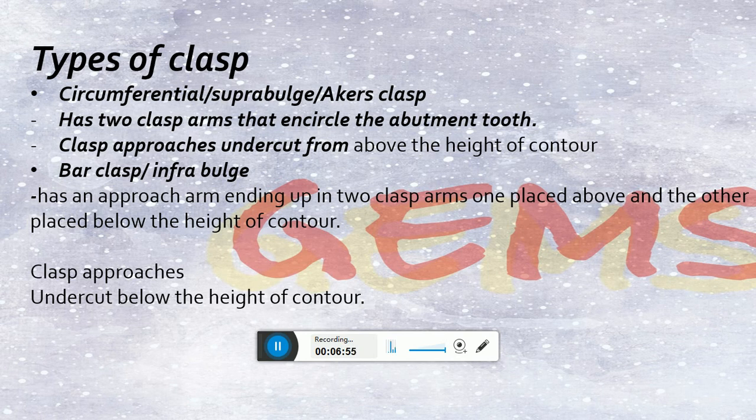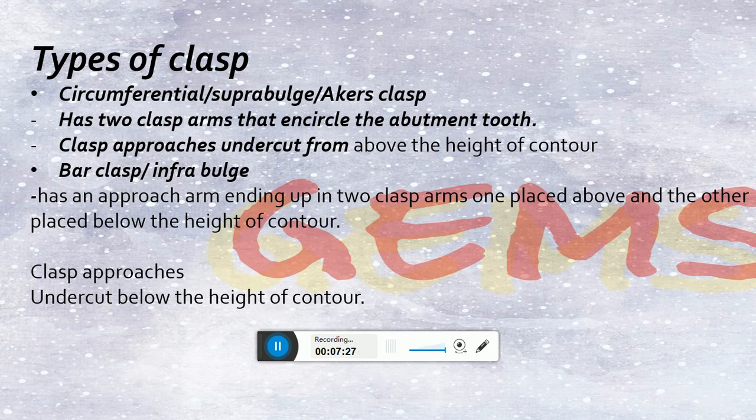that encircle the abutment tooth. Clasp approaches the undercut from above the height of the contour. That's why it is suprabulge. And the bar clasp or infrabulge clasp has an approach arm ending up in two clasp arms, one placed above and the other placed below the height of the contour. Clasp approaches the undercut below the height of contour. That's why this is infrabulge.